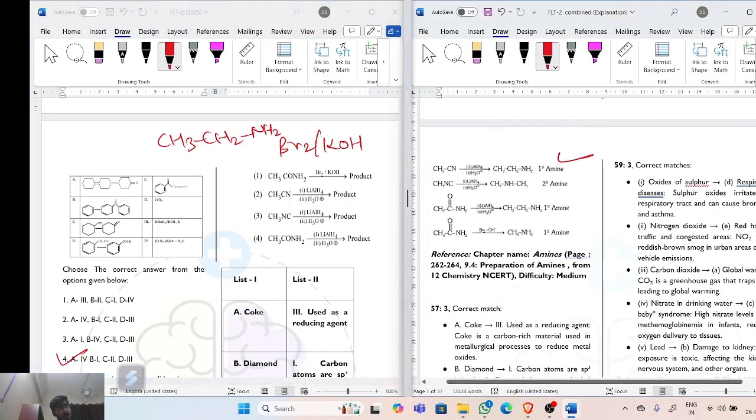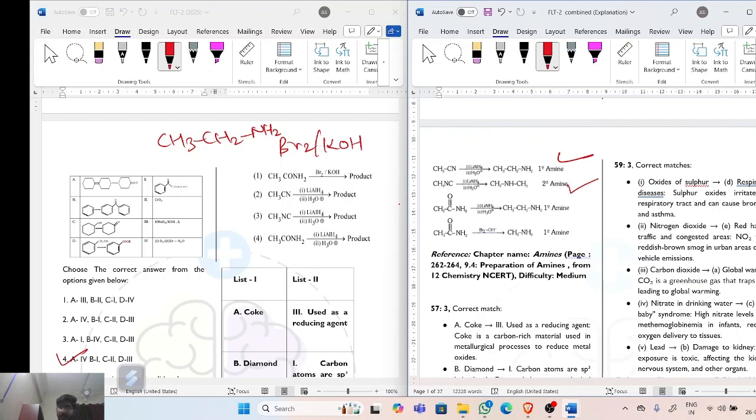In option number 2 we have CH3CN, and we are reacting with lithium aluminum hydride. We know lithium aluminum hydride acts as a strong reducing agent, so a 2 degree amine will form here. Now CH3NC, isocyanide group, is there. In option 2 we have a cyanide group, but here we have an isocyanide group, and we are reacting with lithium aluminum hydride followed by water. So the product here will be a 1 degree amine.